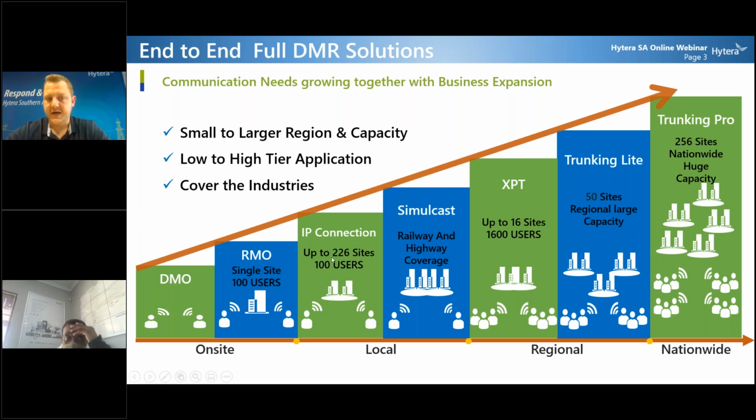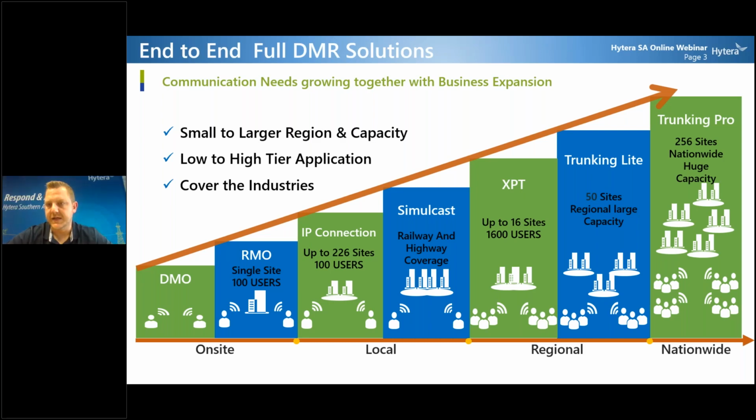Then we have what we call IP connection, which is IP multi-site. This is similar to RMO, but the only difference is here you've got multiple repeaters that are connected over an IP network to expand your coverage even further. Then we have what we call simulcast. Simulcast is almost similar to IP multi-site. The only difference is that you've got multiple repeaters also connected over an IP network, and they share the same frequency across the network. So if someone talks into one site, it will transmit that same frequency across the entire network.